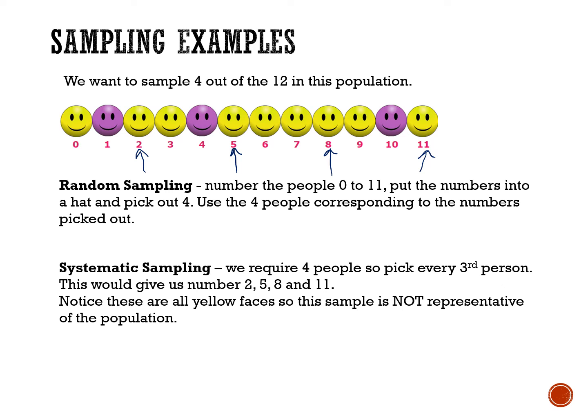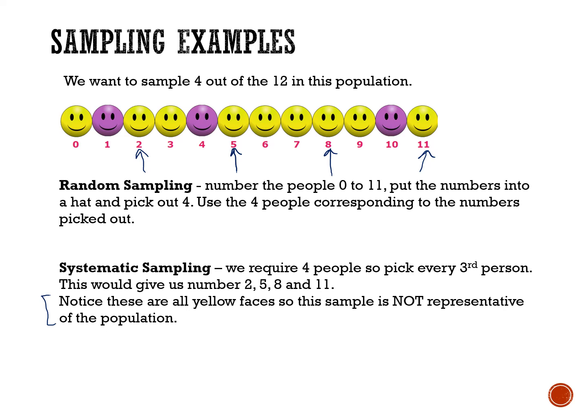And again, look at that though. Look at the ones that we've picked. Just because of the particular system that we've used, we've picked all yellow faces. So that sample is not representative of the population. That would be a biased sample, especially if yellow and purple people had different views or different opinions on something.